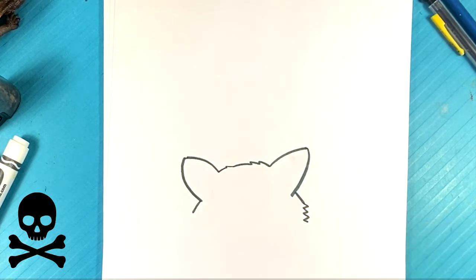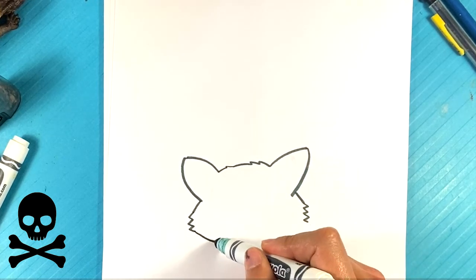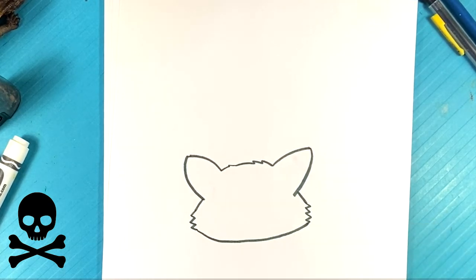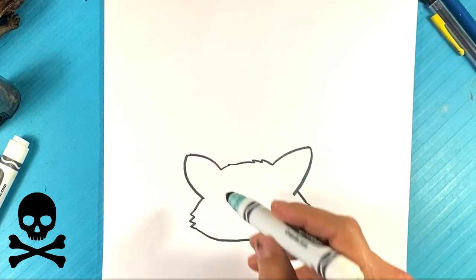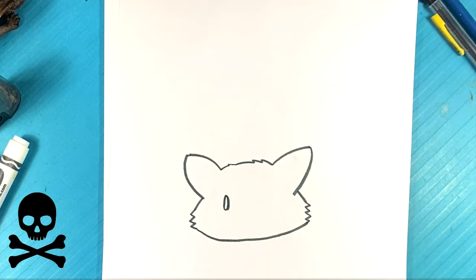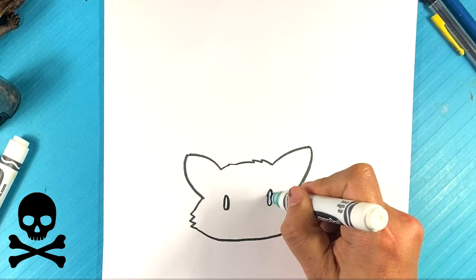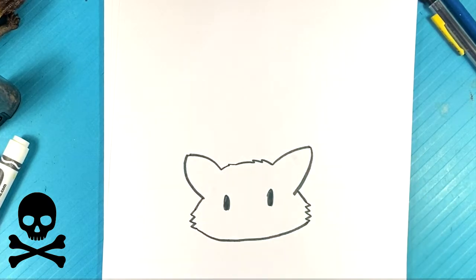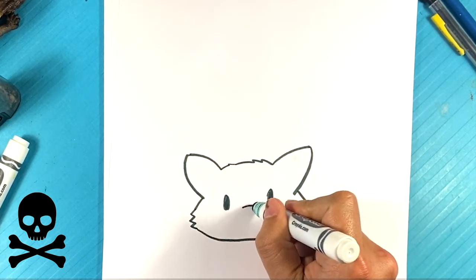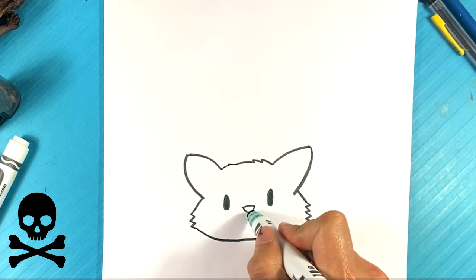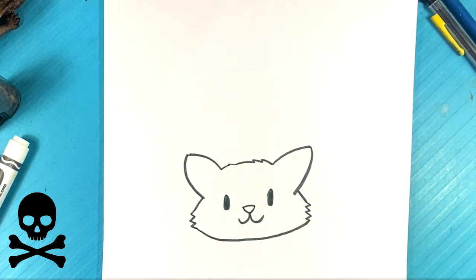Zigzag over here. Zigzag over here. Curve underneath. Attach it to this other end. All right. Line, kind of a circle there for one eye. Circle for the other eye. It's going to have these kind of coin-looking eyes. Line across. Down and upside down triangle. Curve underneath here for a smile.